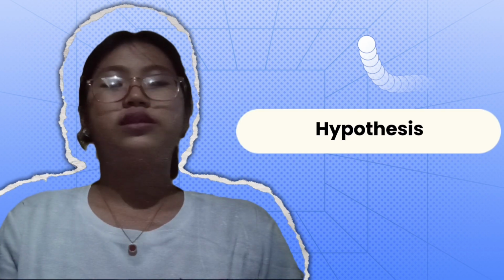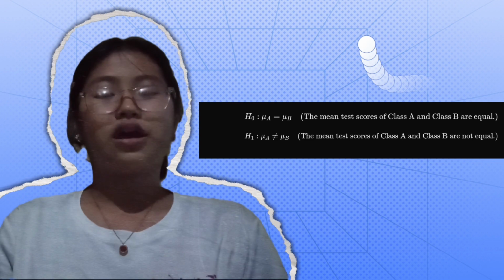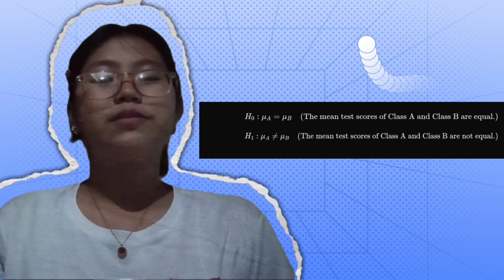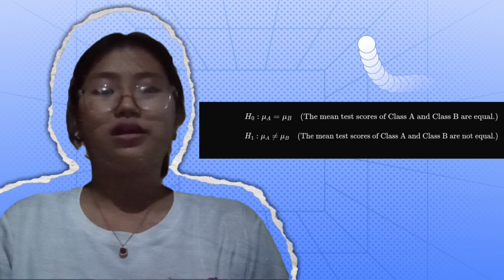So, step 1. State the hypothesis. The null hypothesis of the problem is that class A and class B are equal. And the alternative hypothesis of the problem is that class A and class B are not equal.